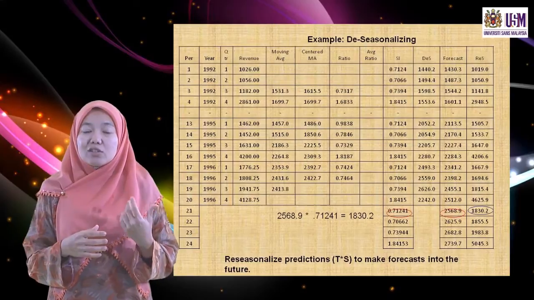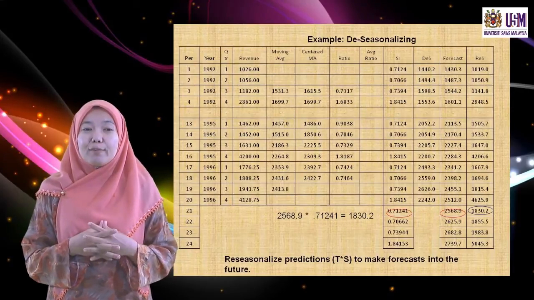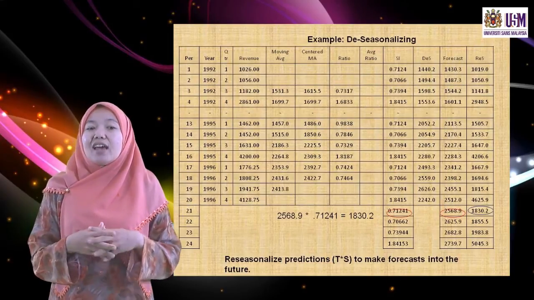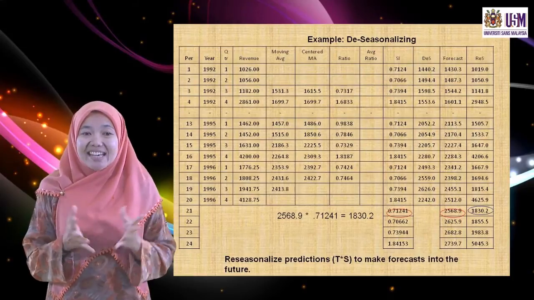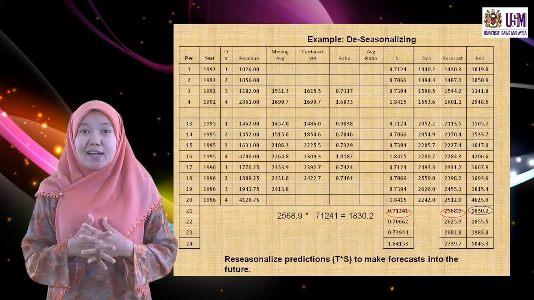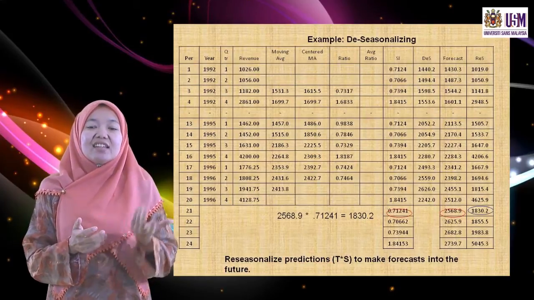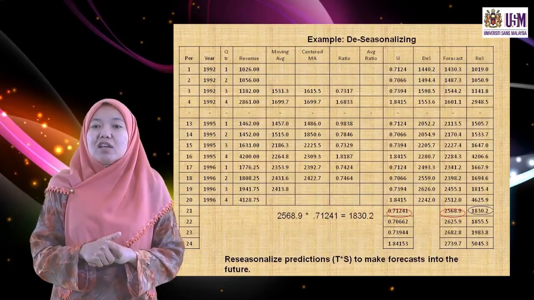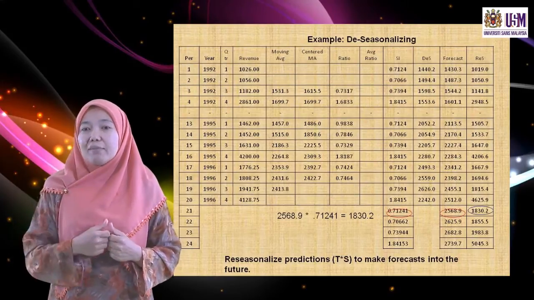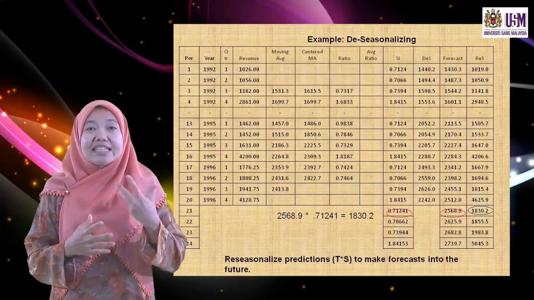So you already forecast using the model that you came up with. The forecast value for quarter 1 1997, that is period 21, is 2568.9. Then the forecast value for the 22nd period, or the second quarter of 1997, is 2625.9. The third quarter forecast value is 2684.8. And the fourth quarter in 1997 has a forecast value of 2739.7. So you see that basically you have an increasing trend, because this is the forecast after deseasonalizing.